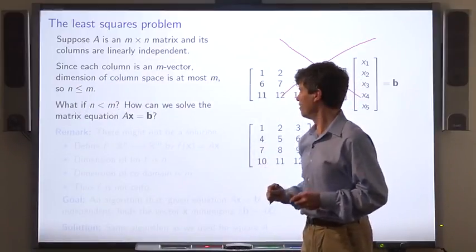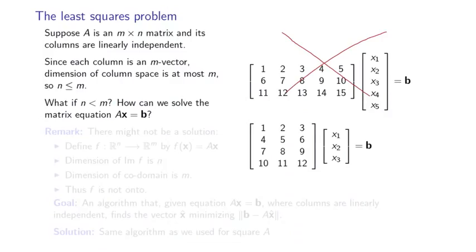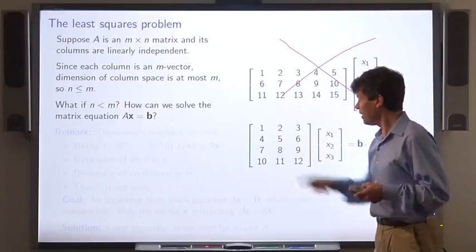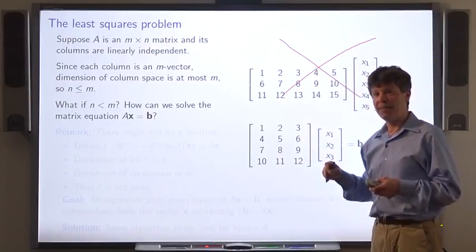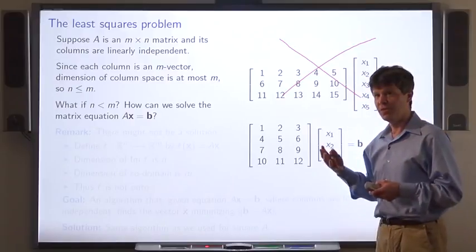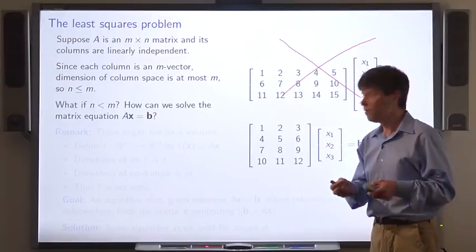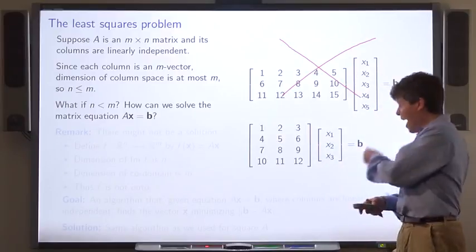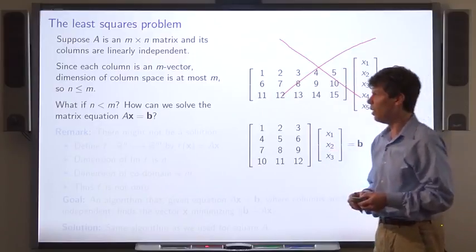What if it's strictly less than? Let's take this example. This is a 4 by 3 matrix. The input is a 3 vector. The output is a 4 vector. But the dimension of the image is 3 because the image is the vector space spanned by the 3 columns. The dimension of the output space is 4. So not every vector in the output space, in the codomain, is in the image. That means that it's not the case that for every vector b, there's some vector x such that A times x equals b.